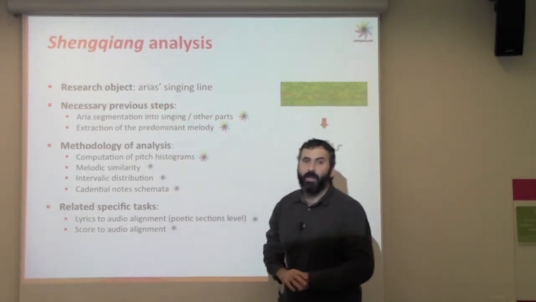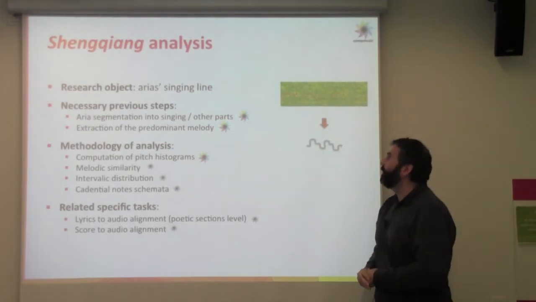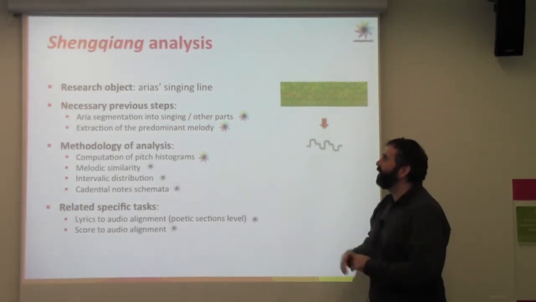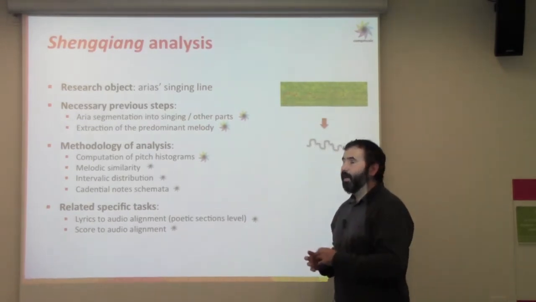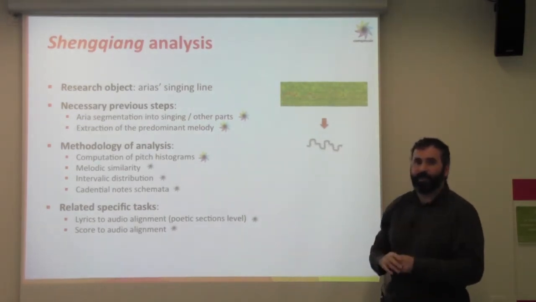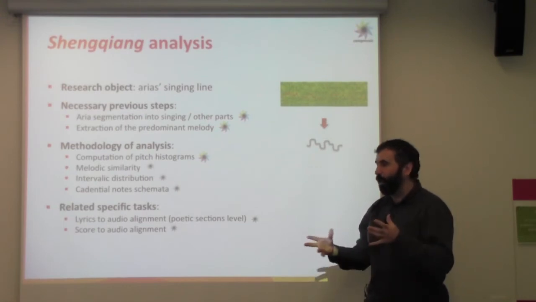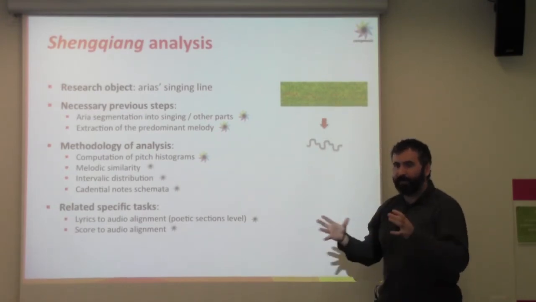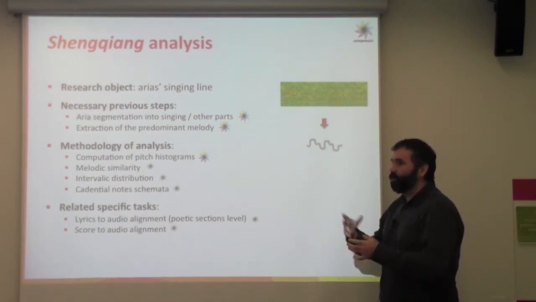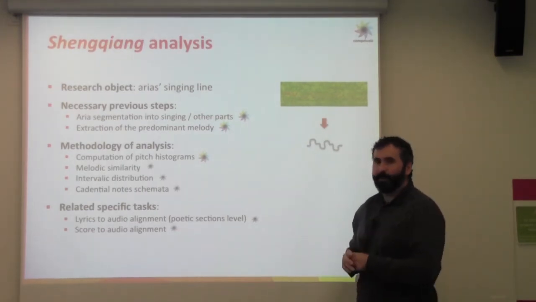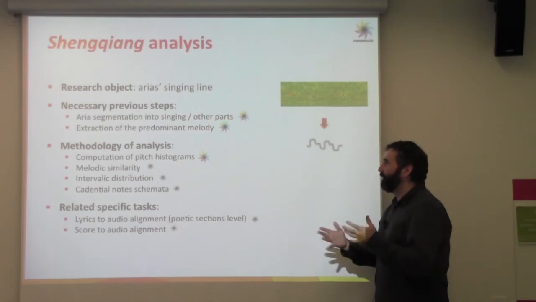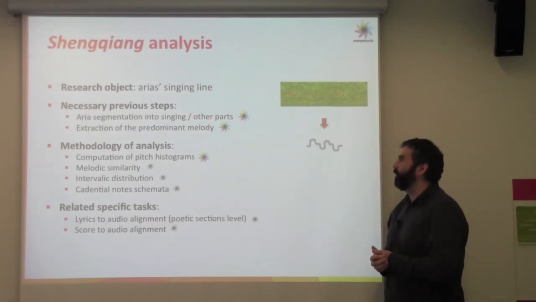So the aria is our research object, but in the case of Shengqiang, we're interested in the singing line, the vocal part of the aria, because as we saw, the vocal part is the most important melodic part of the music, and the instrumental accompaniment is basically the same melody with some specific ornamentation interpretation in this heterophonic texture.